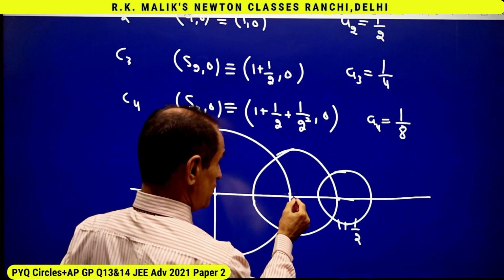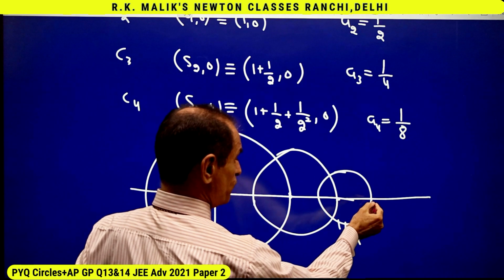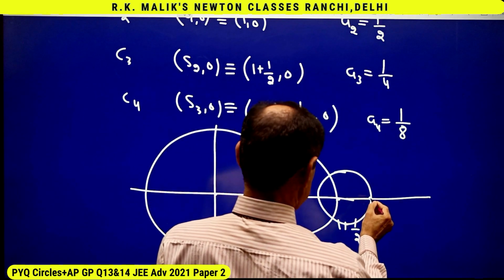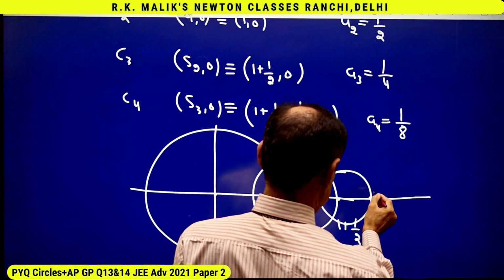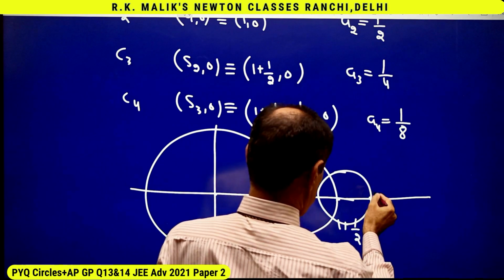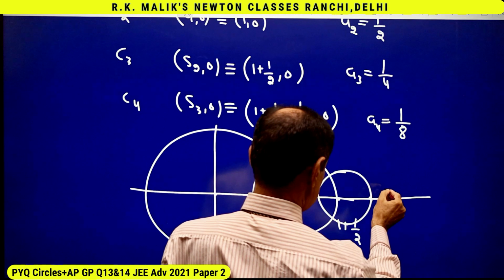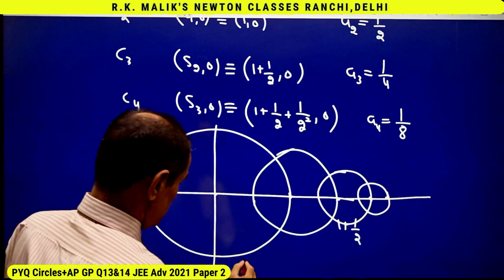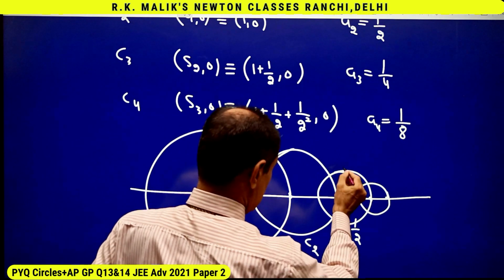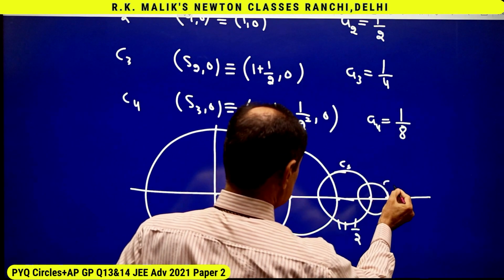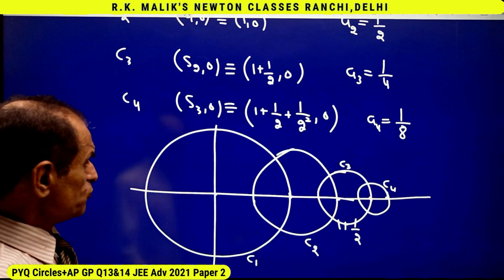It is 1, it is 1 by 2, it is 1 by 4. Therefore, for circle C4, this is the center and radius is 1 by 8. That is, again radius is half of this. This is circle C1, this is C2, this is C3 and this is C4 and so on.